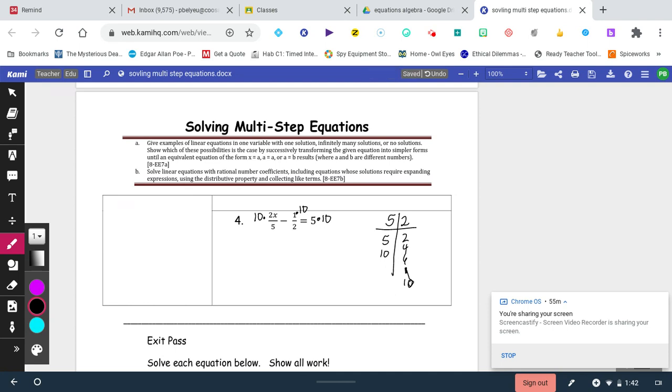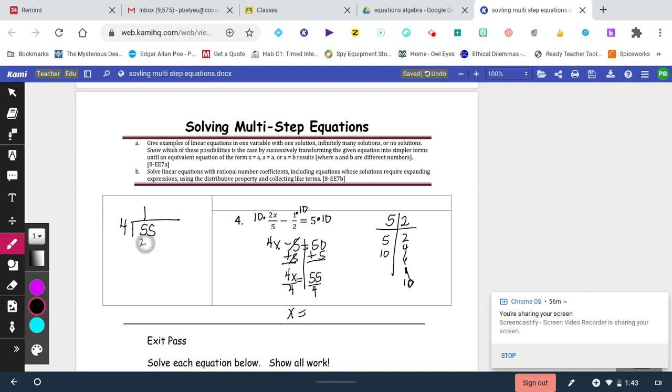So you're going to end up with 20 divided by 5, which is 4. That's 4x. 10 divided by 2, which is 5. 5 times 10, which is 50. And I'm just going to add 5 to both sides to get rid of the one that's farther from the variable. So 4x equals 55. Divide both sides by 4. And how many times does 4 go into 55? Let me go over here and do it, because it's going to be a mixed number.